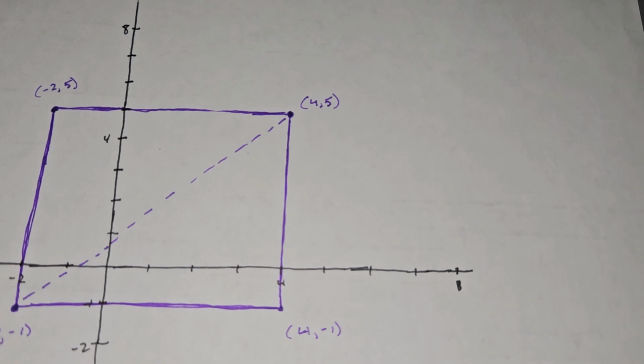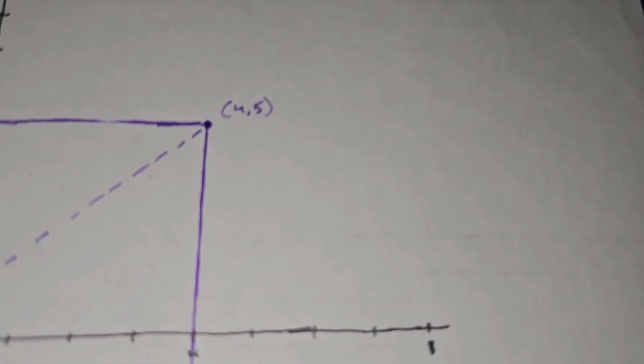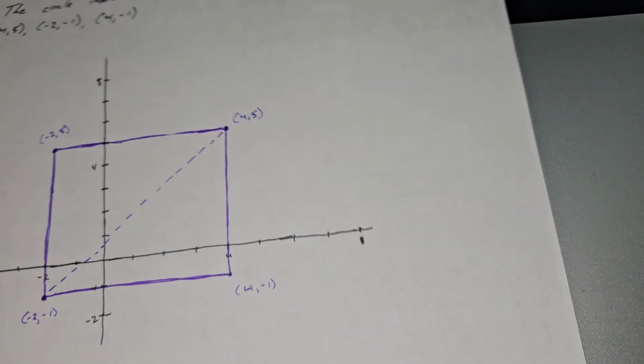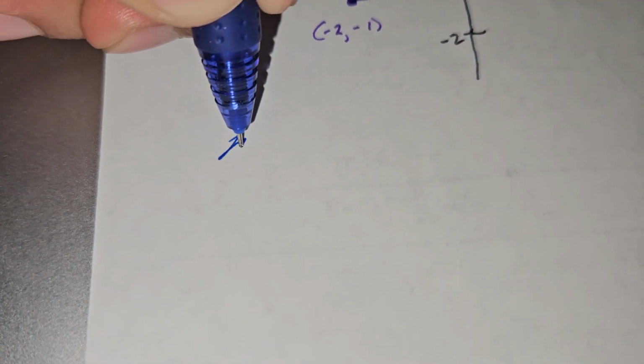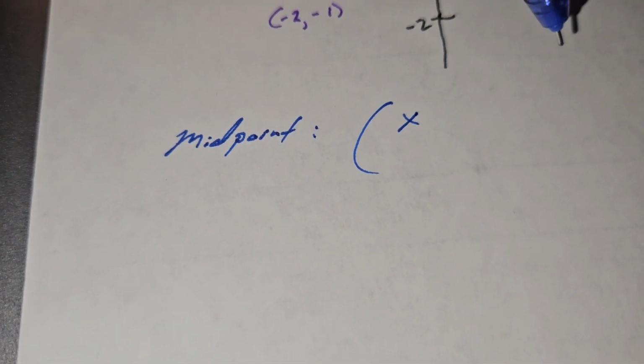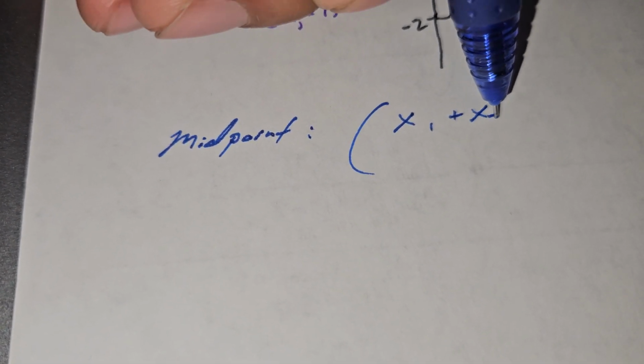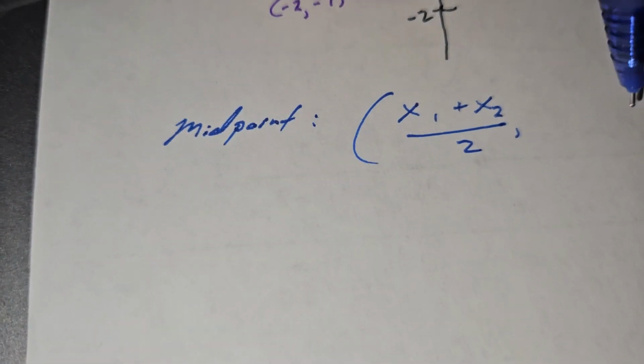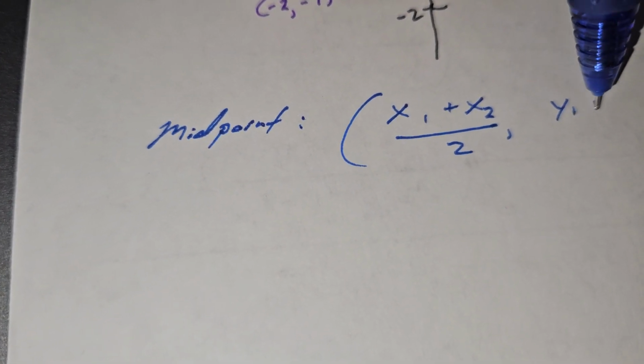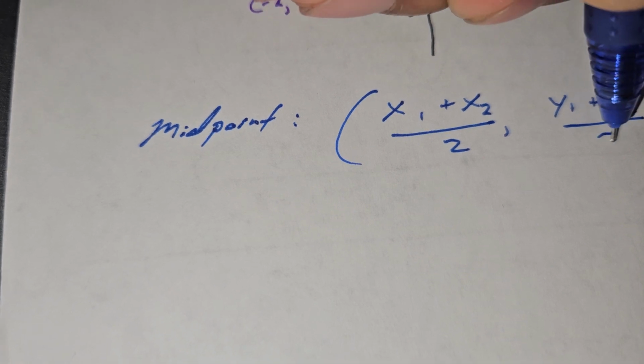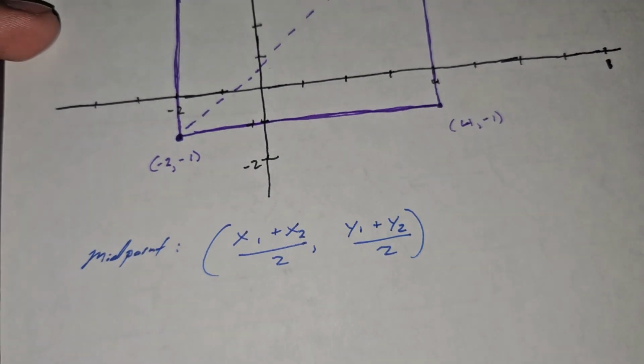Let's find our midpoint. Let's put the purple away. Where should I do my work? Let's do it down here. Midpoint. We're going to use the midpoint formula, which is x sub 1 plus x sub 2 over 2, y sub 1 plus y sub 2 over 2, right?